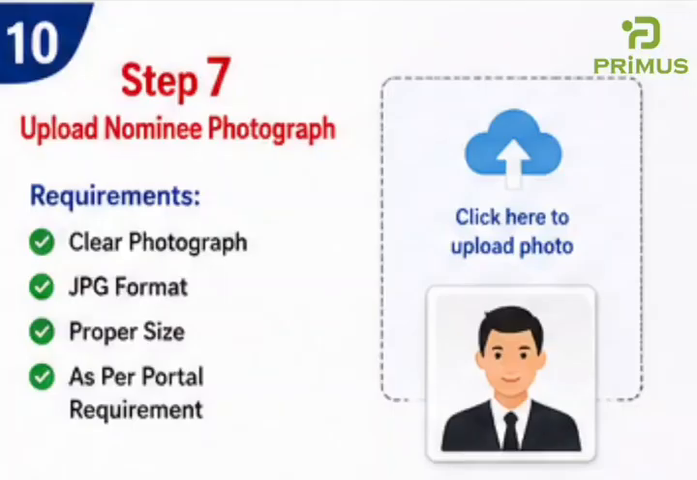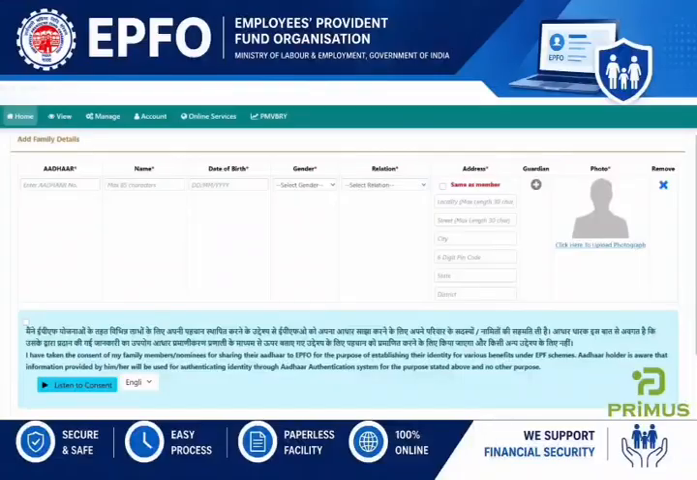Step 7. Upload the nominee photograph. After entering the nominee details, you need to upload a photograph of the nominee. Click on the Photo Upload option. Select a clear passport-size photograph. Make sure the image is in the required format and within the specified file size limits. Review the uploaded image carefully and confirm the upload. Once uploaded successfully, proceed to the next step.